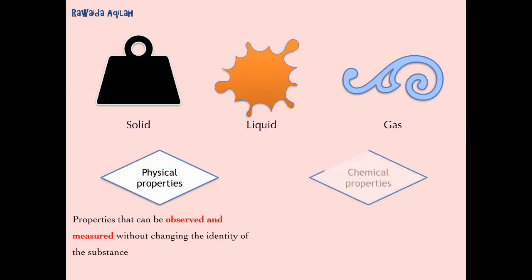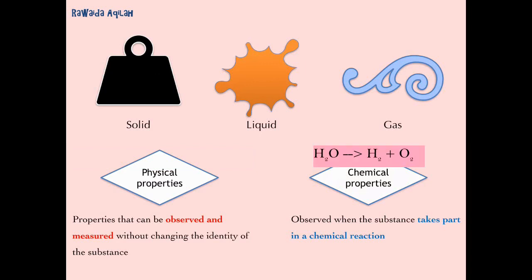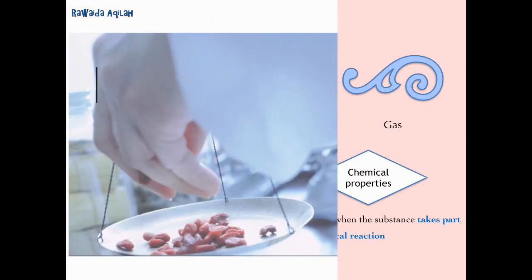While chemical changes happen when the substance loses its identity once the reaction finishes. For example, electrolysis of water changes H2O, the initial substance, into hydrogen gas H2 and oxygen gas O2.